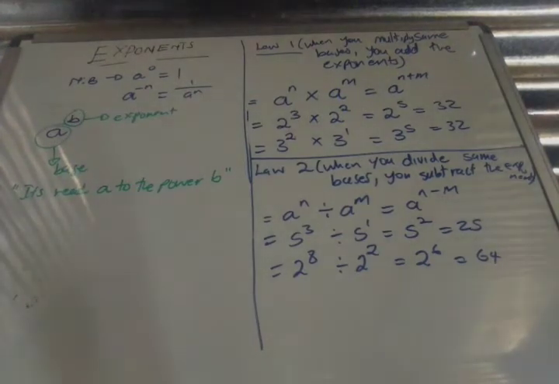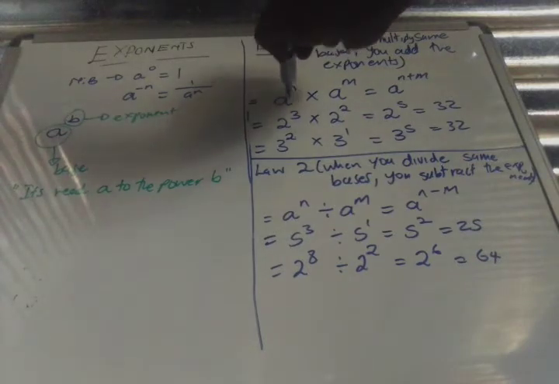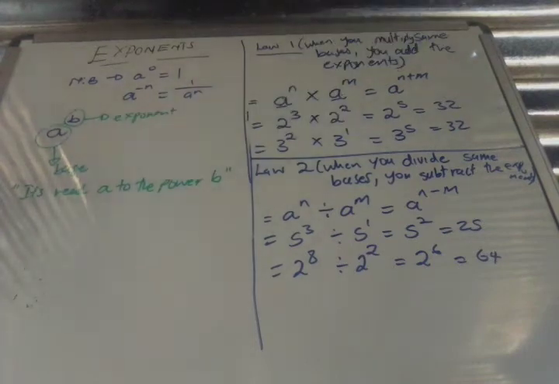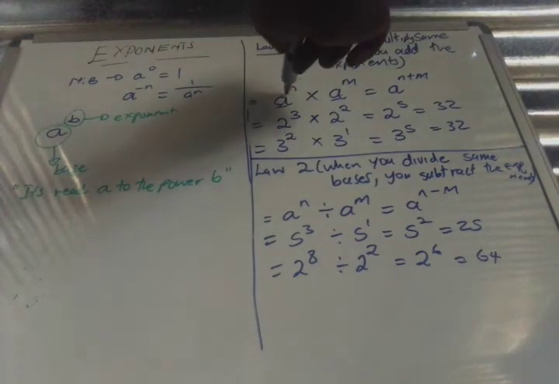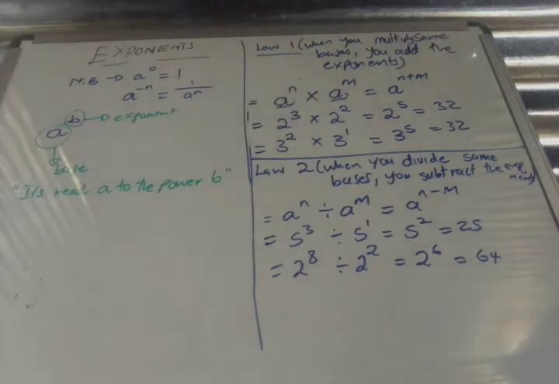The first law of exponents that we're going to look at today says that when you multiply the same bases, you just add the exponents. Like we've explained, the bases are the parts that are underneath. So in a to the power n, a is the base, and in a to the power m, a is still the base.